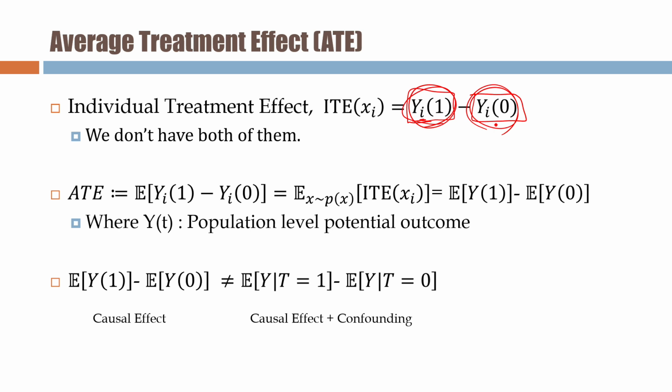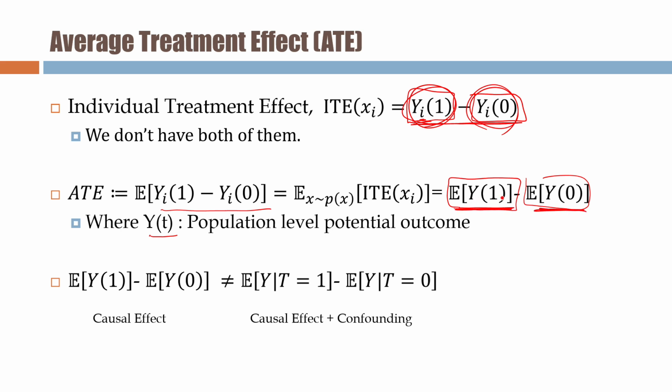So the average treatment effect is where we try to calculate the average of this difference. Again, we don't have both of them. We have only one side of the data. Okay, so this is the population level difference. If we can calculate this one and this one, we can, again, this is not an individual level.